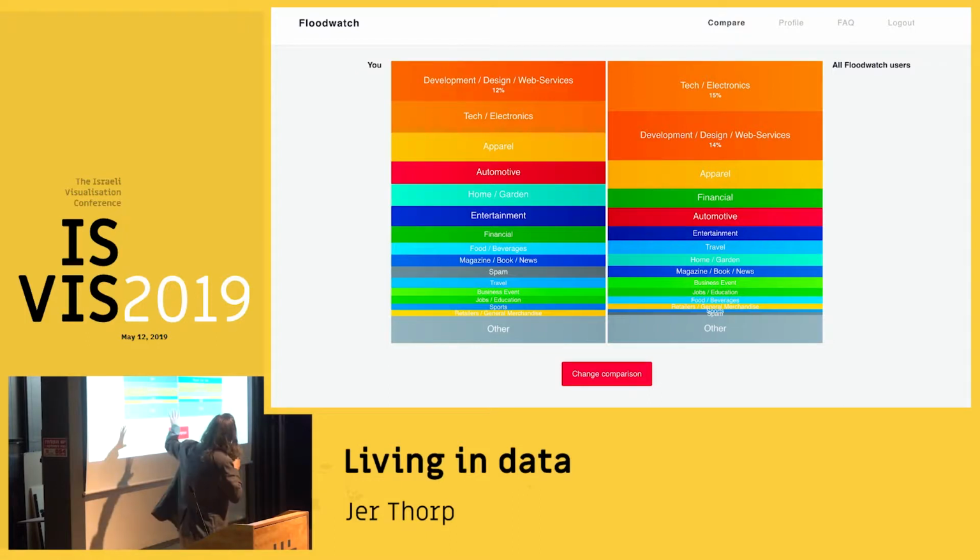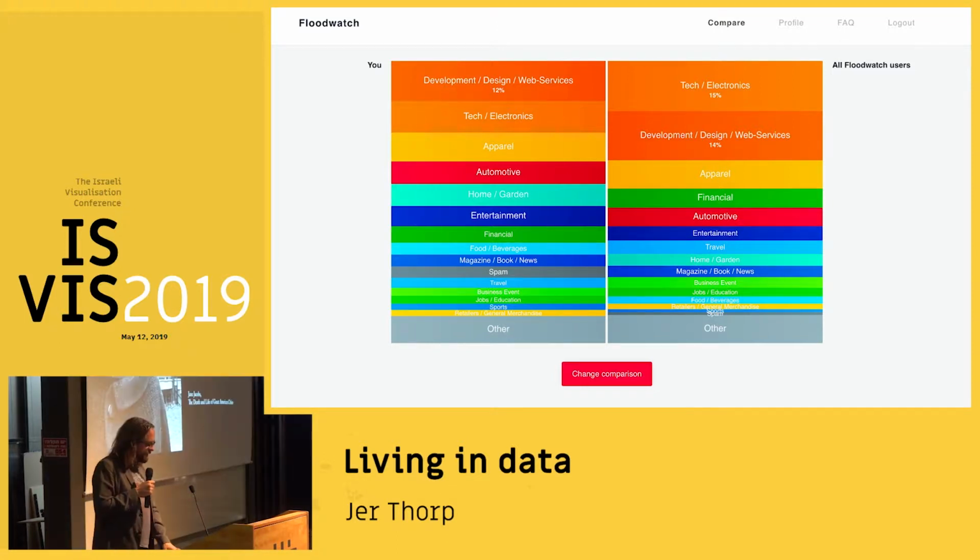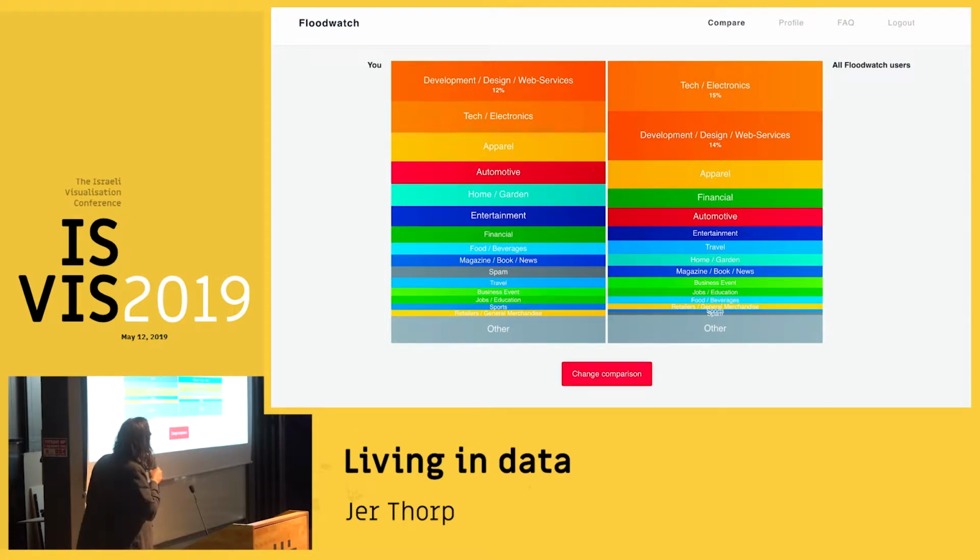So you'd be able to see your advertising profile and then compare it to what other people using Floodwatch were seeing. For example, for whatever reason, I saw a lot of home and garden ads. I saw, I think, 58% more home and garden ads than everybody else, which is particularly strange because I have neither a home nor a garden.